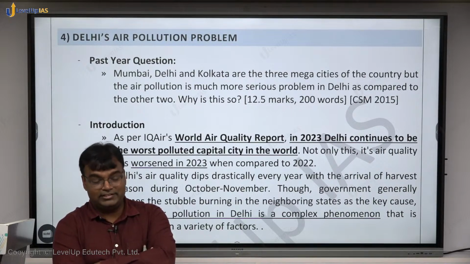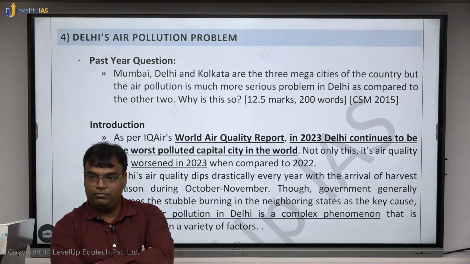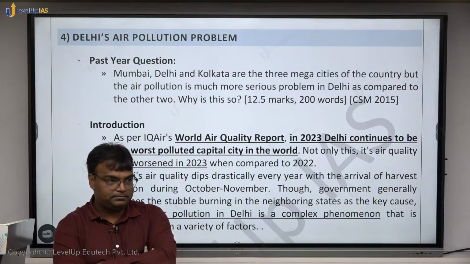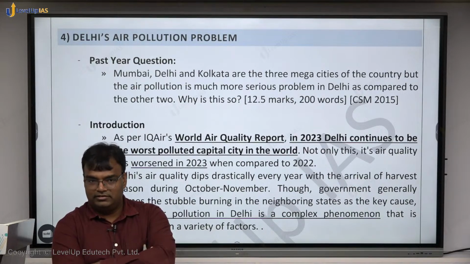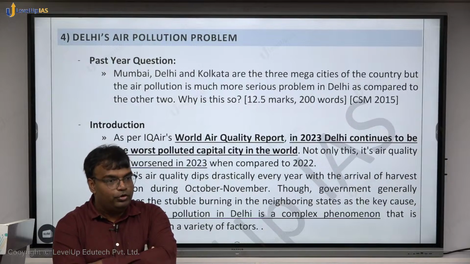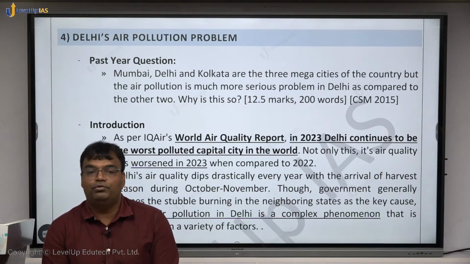Then at least 10 essays, every Sunday 1 essay, 20 essays, 10 essay papers, 20 essays, and 8 to 10 papers of optional, other than the answer writing that you are doing in classes. You should also be doing that. So when you do all this, then you get closer to it. Okay, anyways, Delhi's air pollution problem.